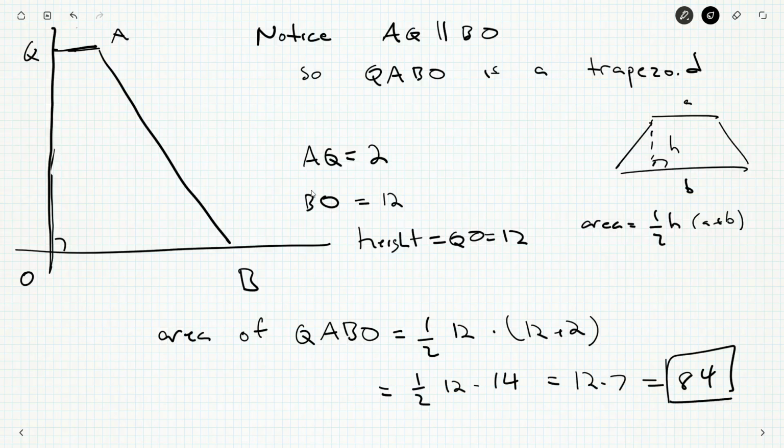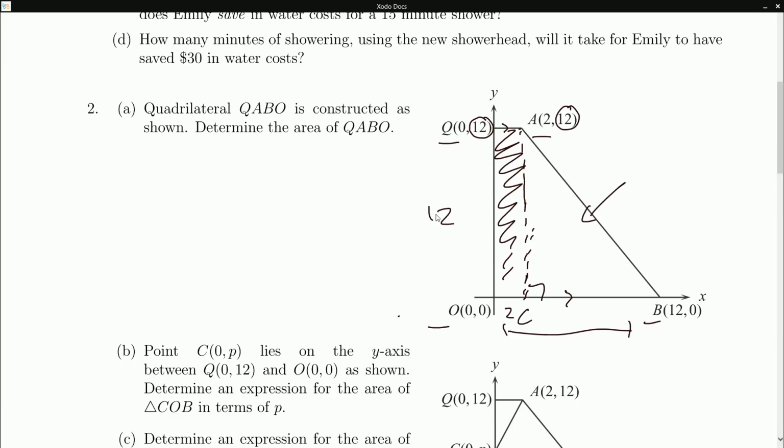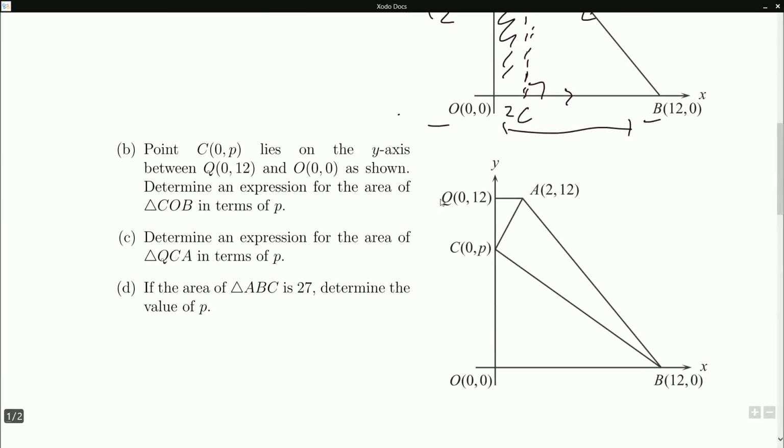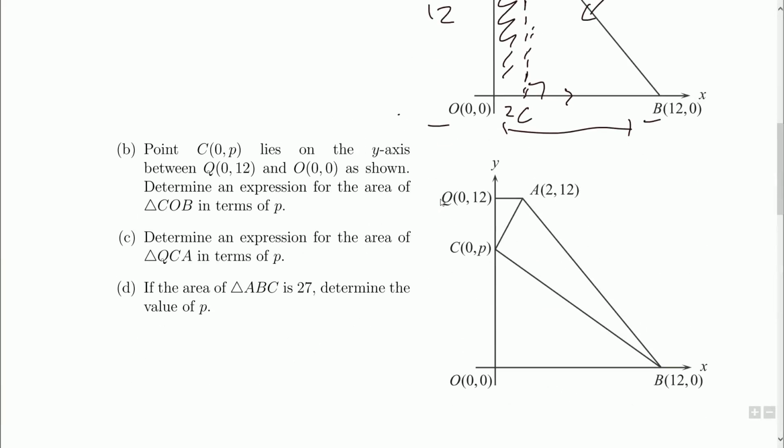Okay, so there we go. Nothing else to do there. We've got the area of our trapezoid. So what's going on for part B? Point C, so I guess my point C up here doesn't really count. C, on OP, so it lies on the y-axis between Q and O as shown here. Determine an expression for the area of COB, so COB here.